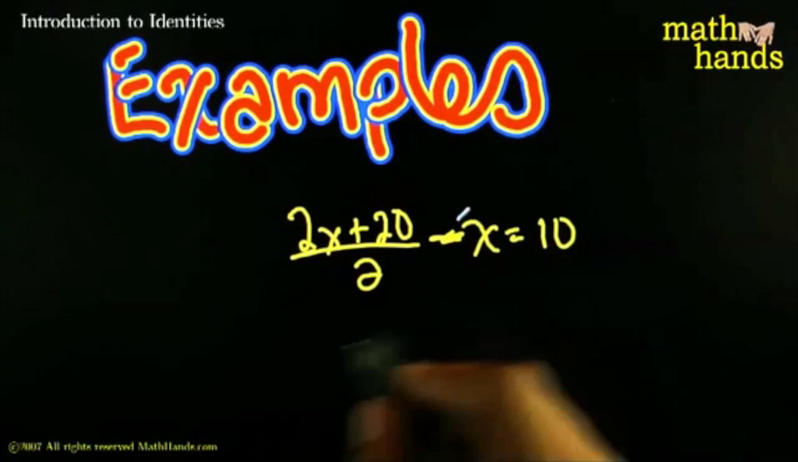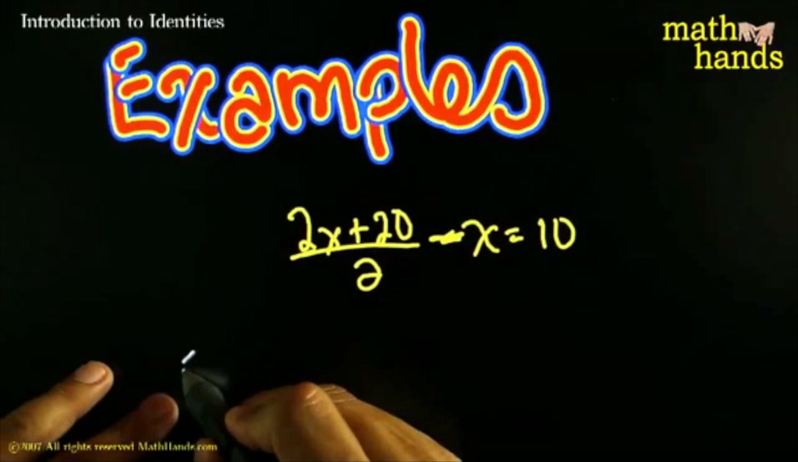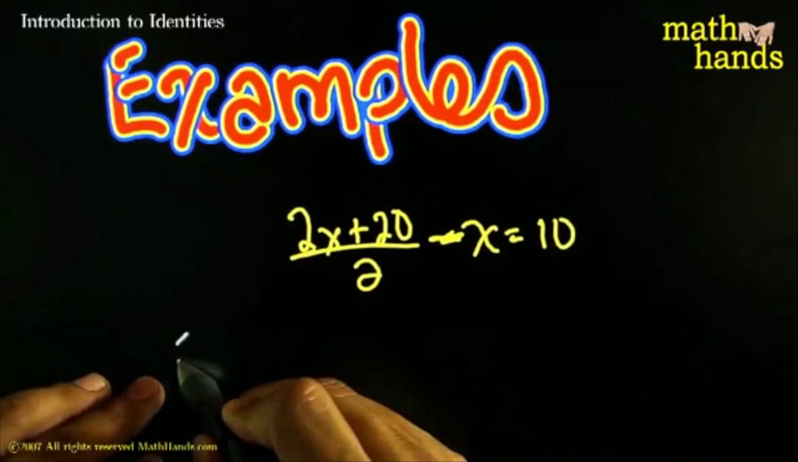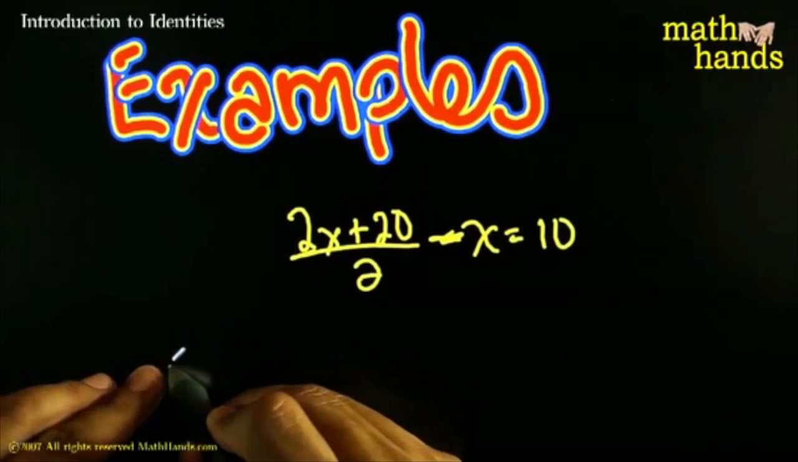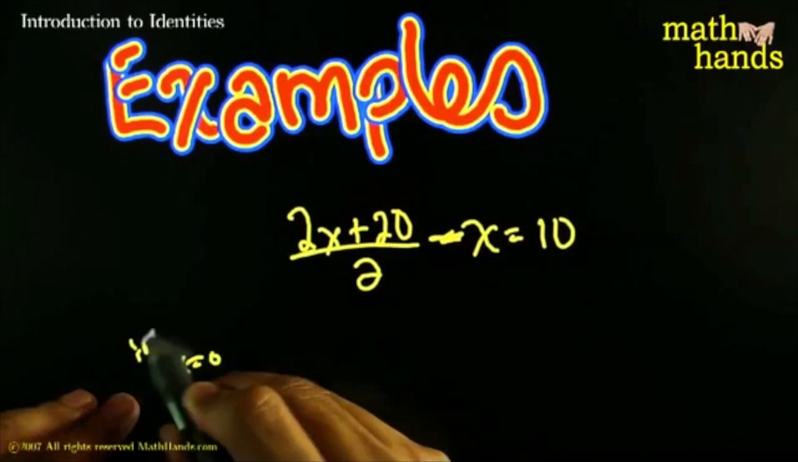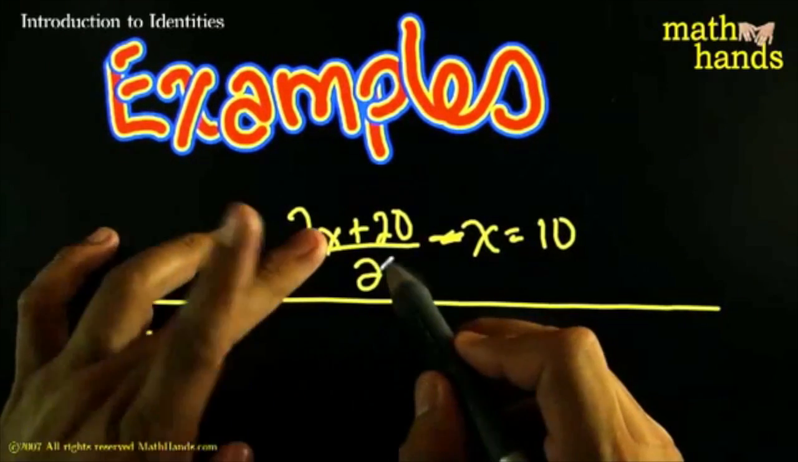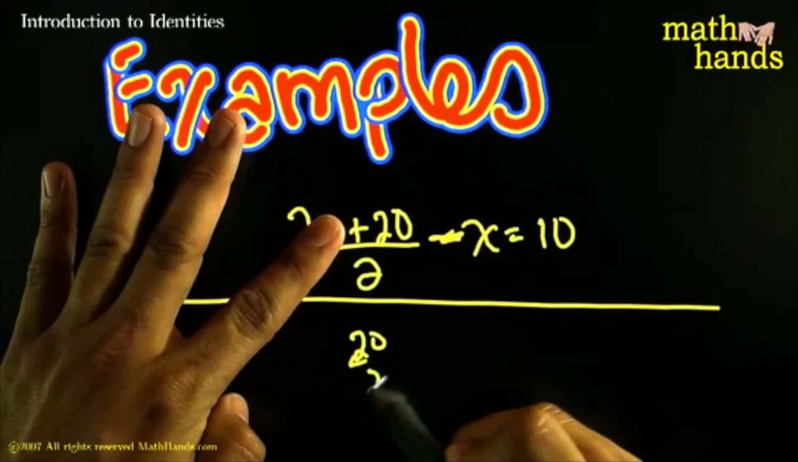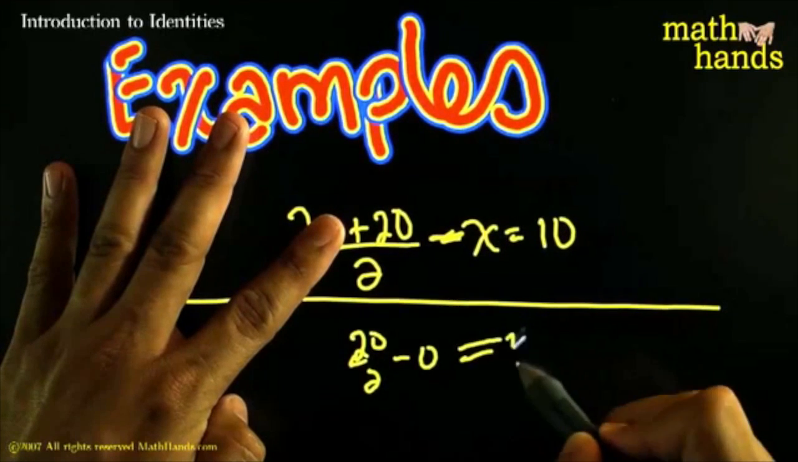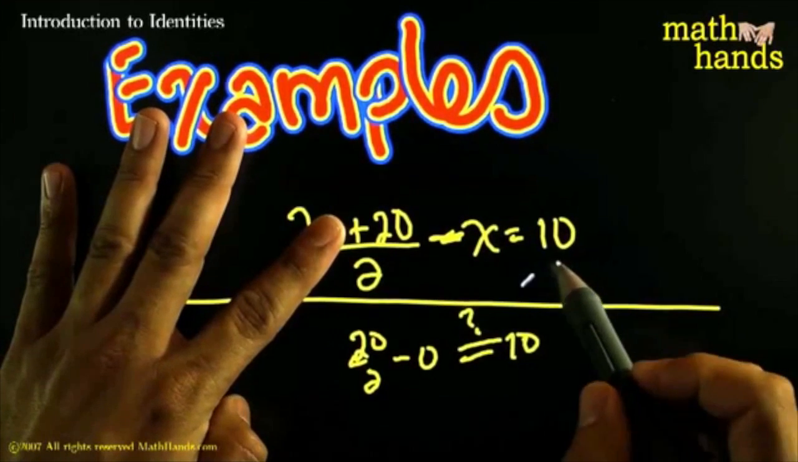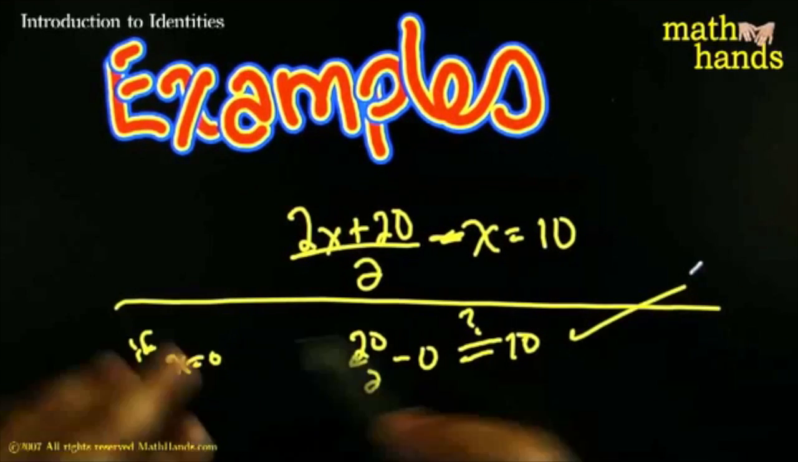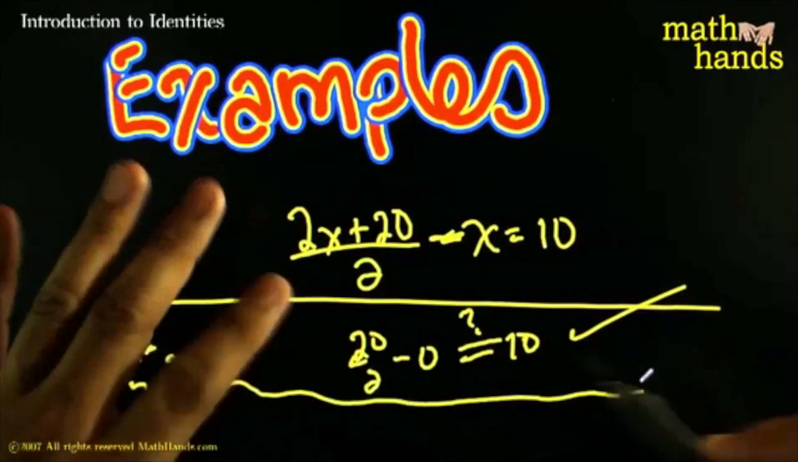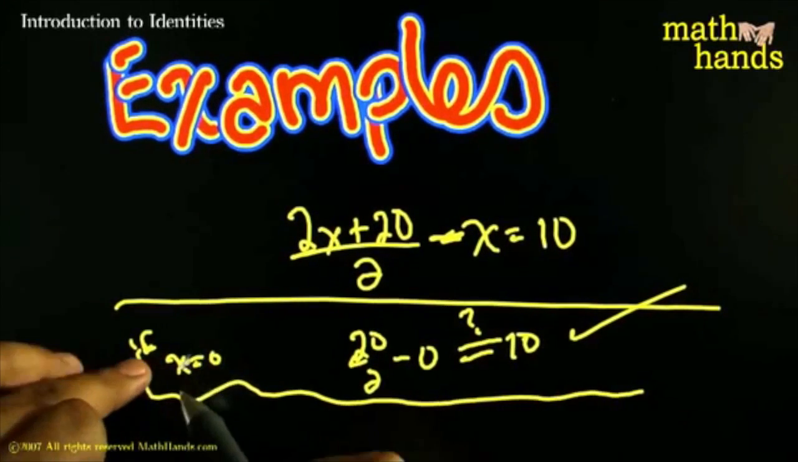Yes or no? And so one silly thing that you can try is just try some values of x. This doesn't prove anything, but it just might point you in the right direction. If x is equal to 0, does it work? If x is equal to 0, let me see, I would get 20 over 2 minus 0. Is that equal to 10? Yes or no? I reckon it is, so it does work. That doesn't prove anything. It doesn't prove it's an identity. It just proves that it was true for x equals 0.